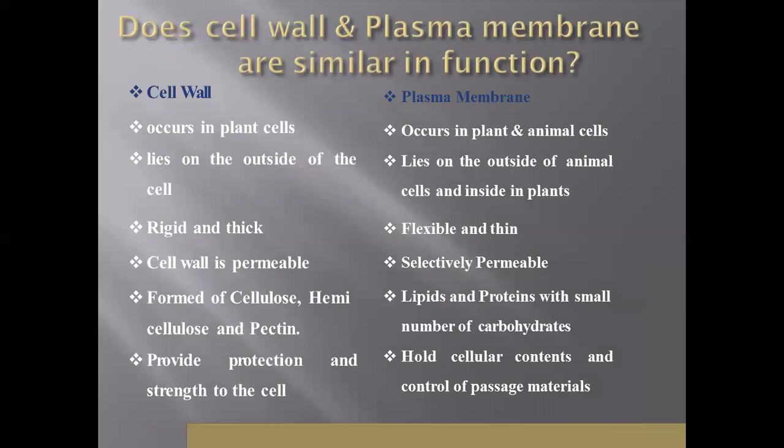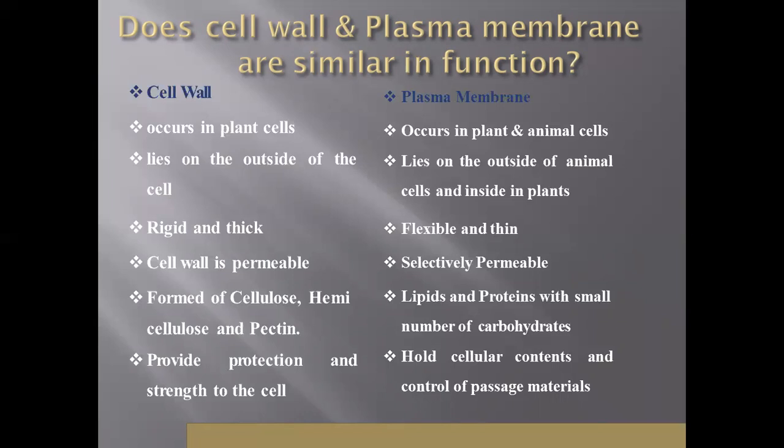Do cell wall and plasma membrane are similar in function? No. Let us see what's the difference. Cell wall occurs in plant cell. Cell wall lies on outside of the cell. It is rigid and thick. Cell wall is permeable, formed of cellulose, hemicellulose, and pectin. It provides protection and strength to the cell.